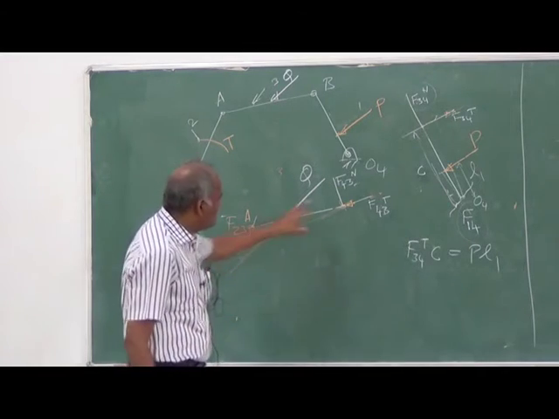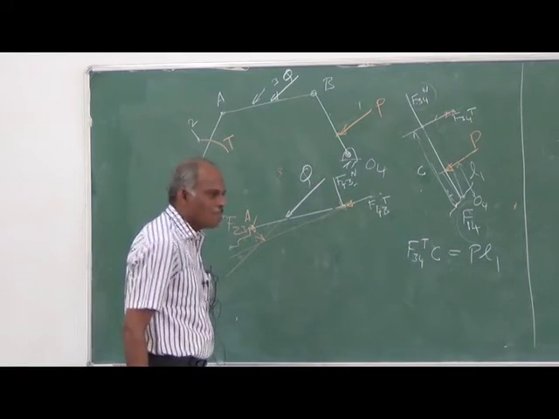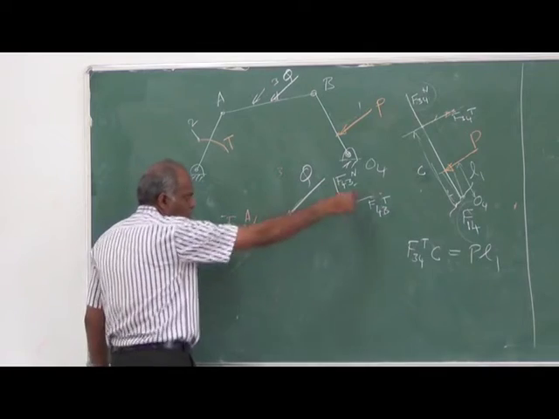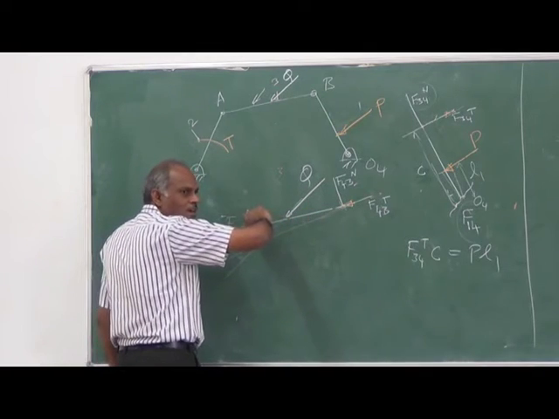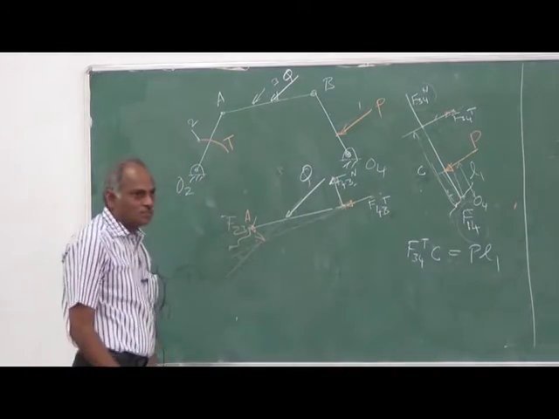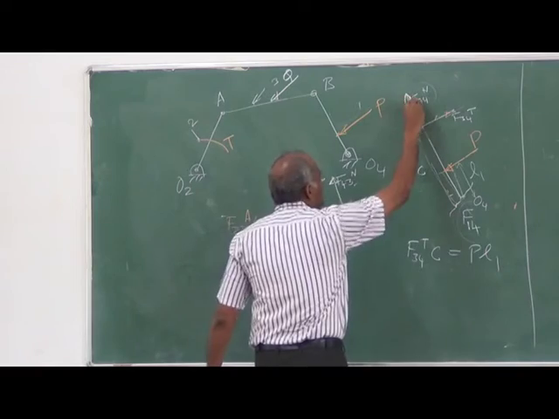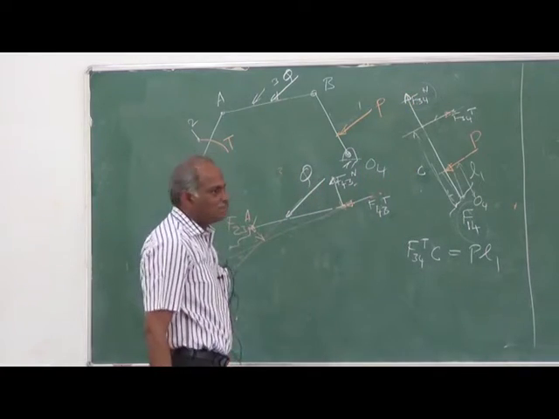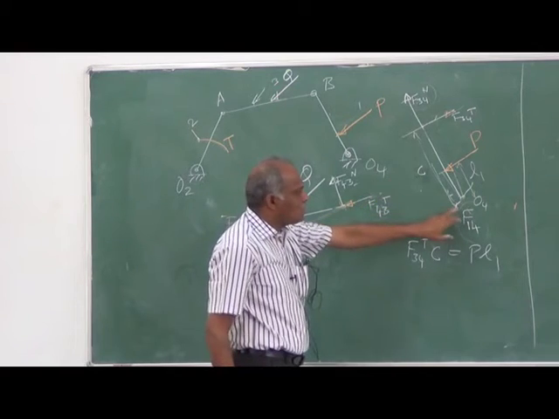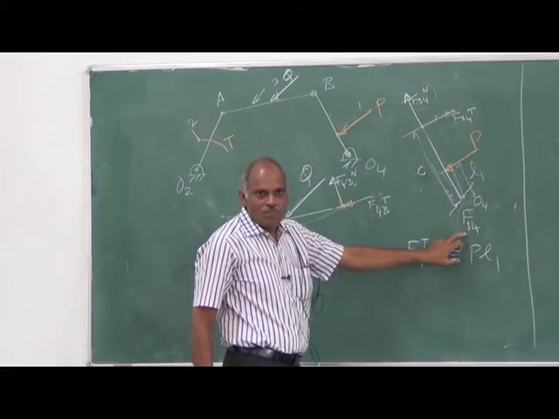So after knowing F43 normal and its direction, suppose I say this direction, because this is going to produce a clockwise moment, this is going to produce a clockwise moment, this must be producing an anti-clockwise moment like this. So this magnitude and direction is now known. I can bring it here. Now both components are known. And now what is unknown is only the magnitude and direction of F14.